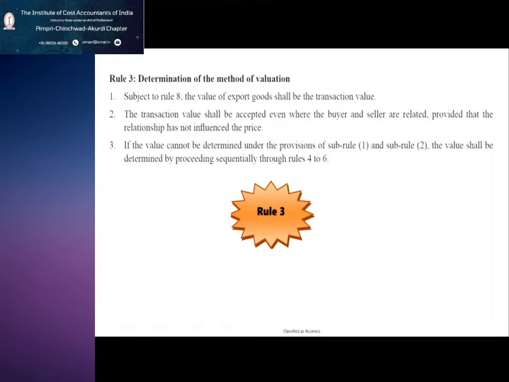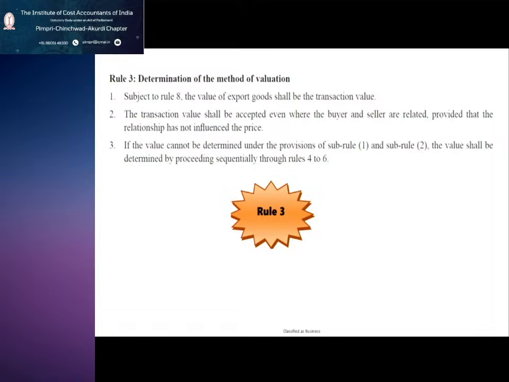So now I am going to sell a product, ABC product. The ABC product which I am selling locally within Maharashtra costs 100 rupees. The same 100 rupees I should charge a US company, which is also a subsidiary company. So this is the term here: provided that the relationship has not influenced the price.